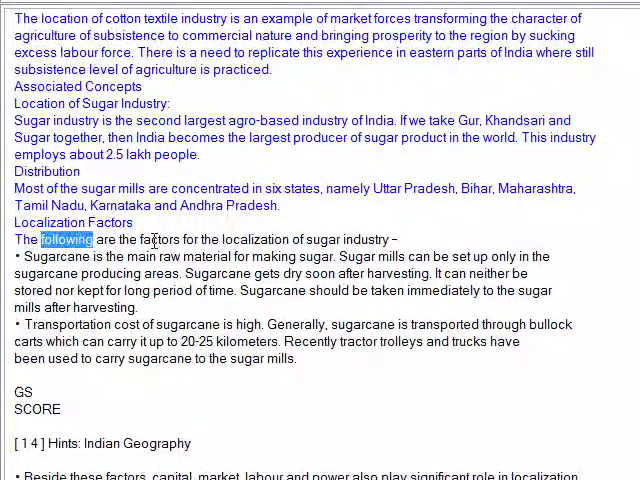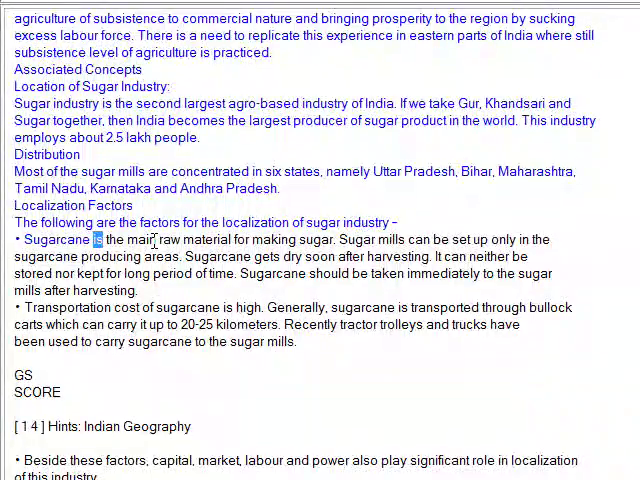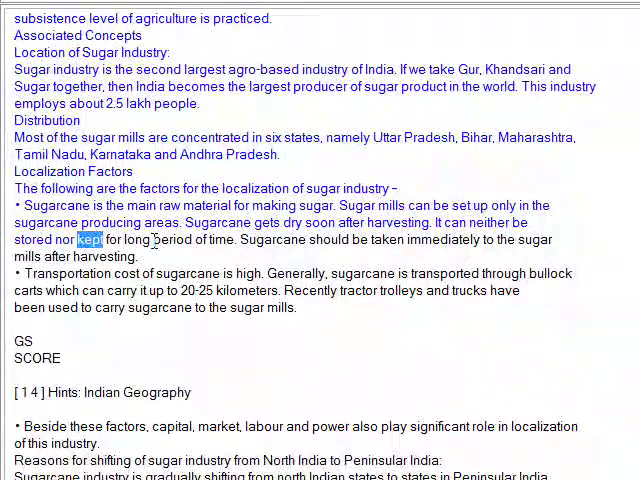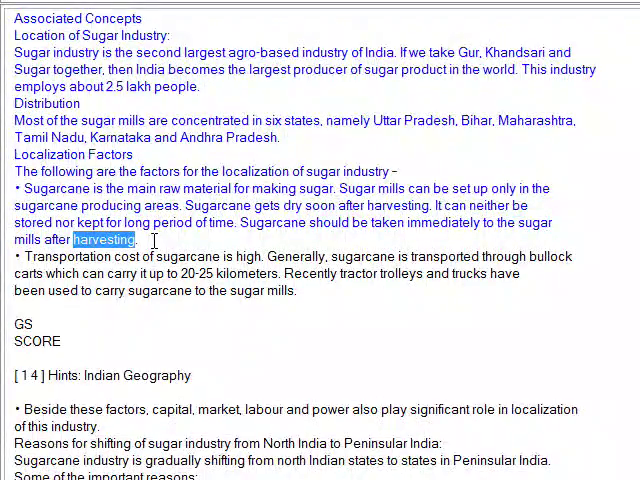Localization factors. The following are the factors for the localization of sugar industry. Sugar cane is the main raw material for making sugar. Sugar mills can be set up only in the sugar cane producing areas. Sugar cane gets dry soon after harvesting. It can neither be stored nor kept for a long period of time. Sugar cane should be taken immediately to the sugar mills after harvesting.